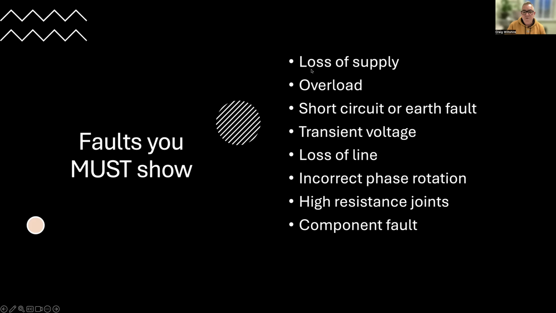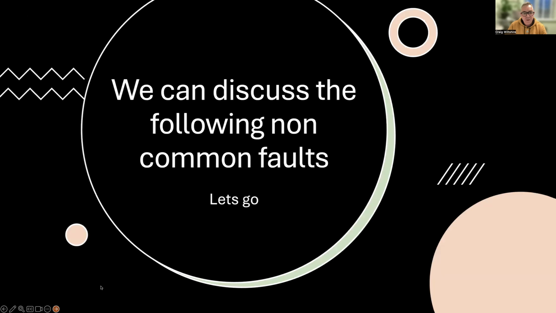So the first one then, we've got loss of supply to find. We've got overload, short circuit or earth fault, transient voltage, loss of line, incorrect phase rotation, high resistance joints and component faults. They are all the faults that you have to find and fix and show evidence of no matter what, okay? However, we can discuss the following faults because they're non-common. So there are some faults they've said to us, we're not likely to encounter them, so we just need to show knowledge of them. So what are they then?